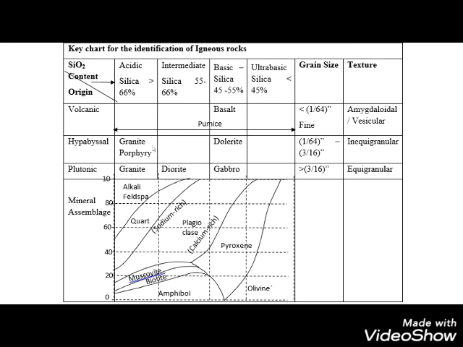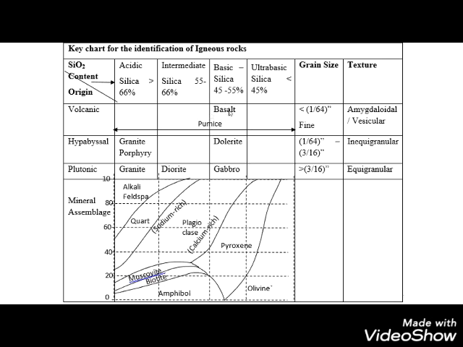We get different types of igneous rocks. If the composition is basic, that is, it consists of 45 to 55% silica, and it is solidified on the surface of the earth, then the rock is basalt.